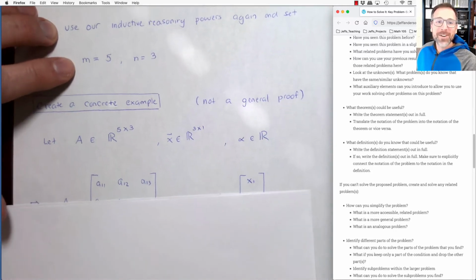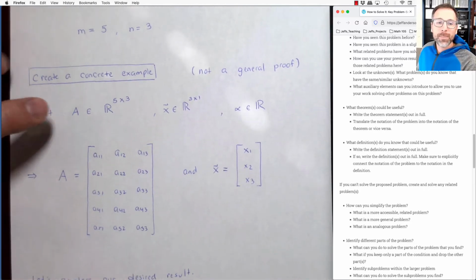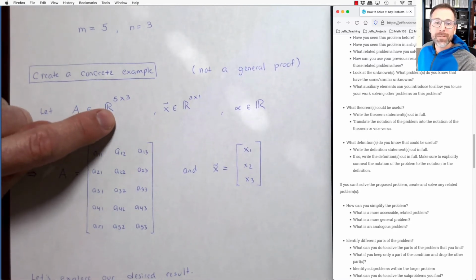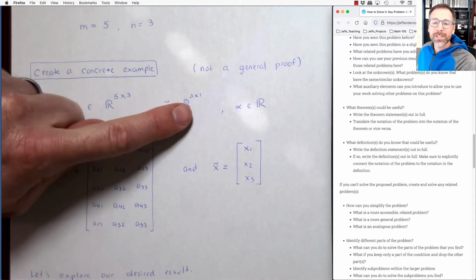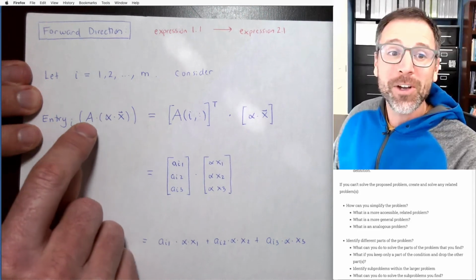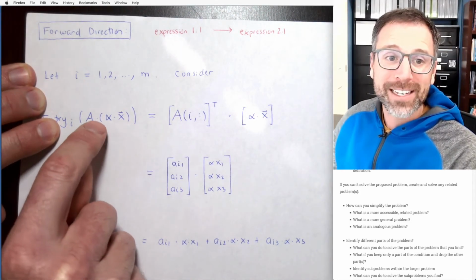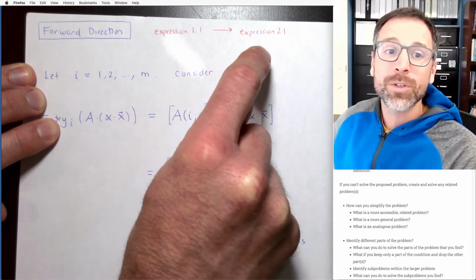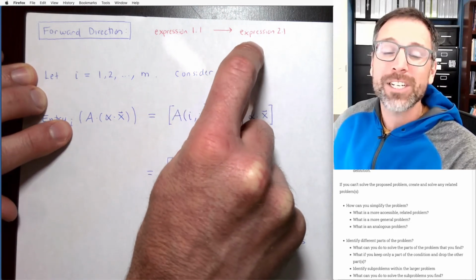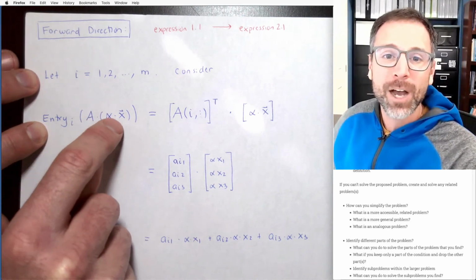So with that in mind, let's go ahead and set m equal to 5 and n equal to 3, and we'll look at a concrete example. Let's have A be an element of R 5 by 3, x an element of R 3 by 1, and alpha a scalar. And we remember what we're trying to do is show that the ith entry of the expression on the left, A times alpha times x, is equal to the ith entry of the expression on the right, which is alpha times A times x. Let's start with entry i of A times alpha times x.